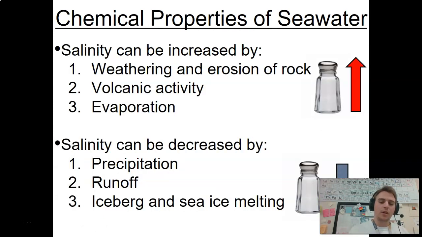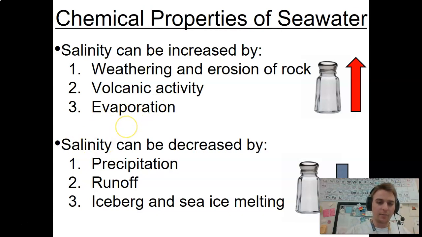Okay? So, how do you add salt in? How does some water get more salty? How does some get less? So, salinity can be increased by weathering or erosion of rock. Okay? Which should make sense because the salts can come off of the rock and go into the ocean itself. Volcanic activity is going to be adding it directly into the ocean water from the minerals that are being erupted. And then evaporation. So as the water goes away, what's left behind is the salt. Okay, so normal evaporation, you've got the water right here, and as the water goes away, all the salts are left behind.